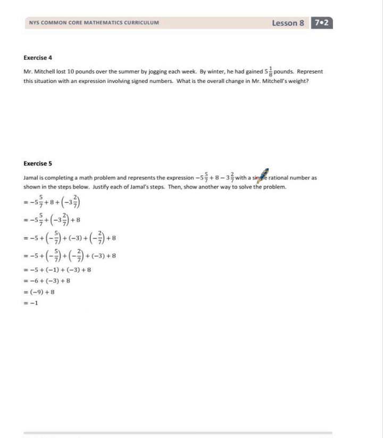Exercise 4 says Mr. Mitchell lost 10 pounds over the summer by jogging each week. By winter, he had gained 5 1/8 pounds. Represent the situation with an expression involving signed numbers. What is the overall change in his weight? So we have to have two things. We're going to write an expression and answer the question. How do I write lost 10 pounds?